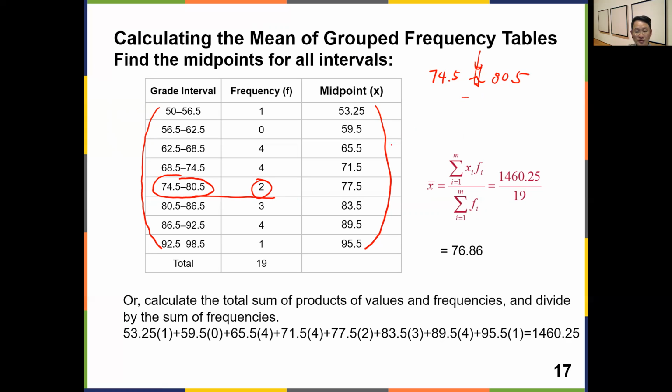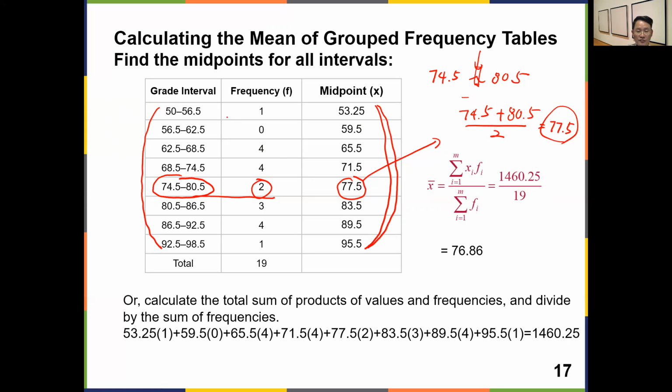So how do you find this middle number, 77.5? Well, 74.5 plus 80.5 divided by 2. And if you do that, that's going to be 77.5. I mean, you can verify that with your calculator later on, things like that. So that's how we build all this midpoint.